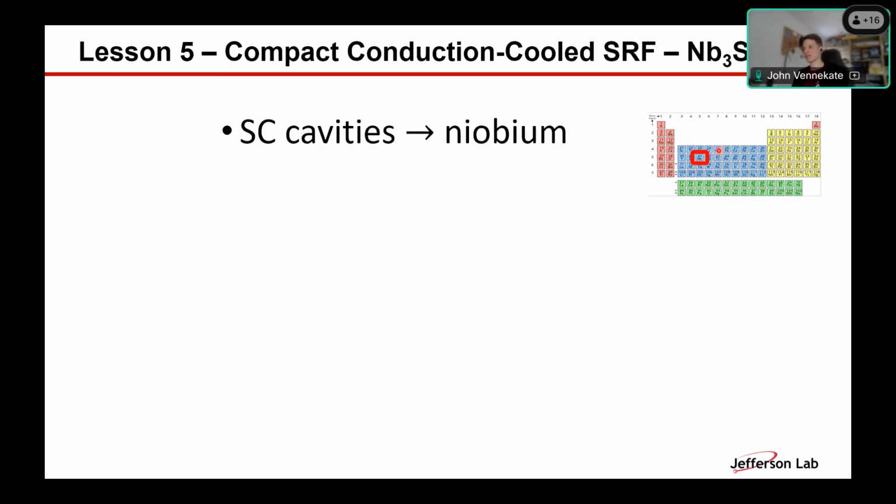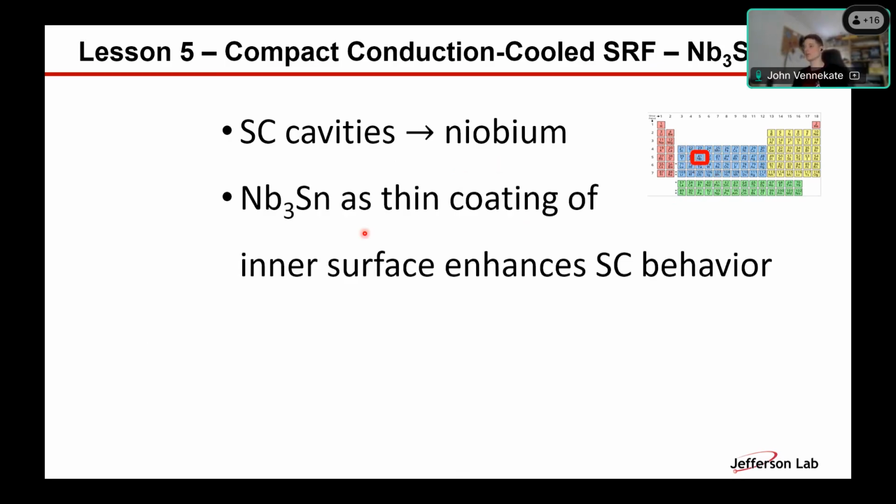Now, to enhance the capabilities of our niobium resonators, we can apply a thin coating of an alloy, niobium-3 tin, on the inner surface of these resonators. This coating enhances the superconducting behavior. The critical temperature of niobium-3 tin is around 18 Kelvin, pretty much double the 9.2 Kelvin for niobium. Hence you can also get higher fields in there and can operate the whole resonator at a higher temperature.